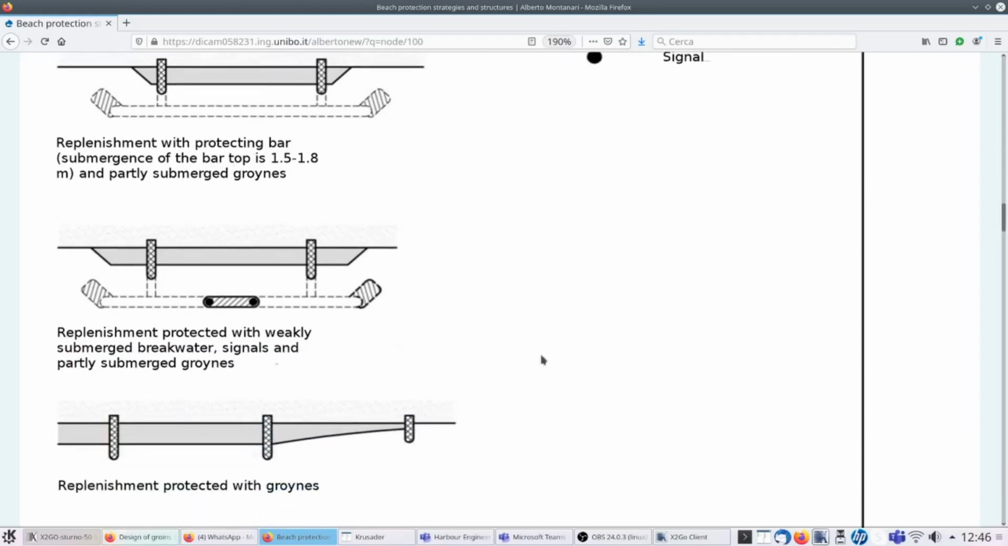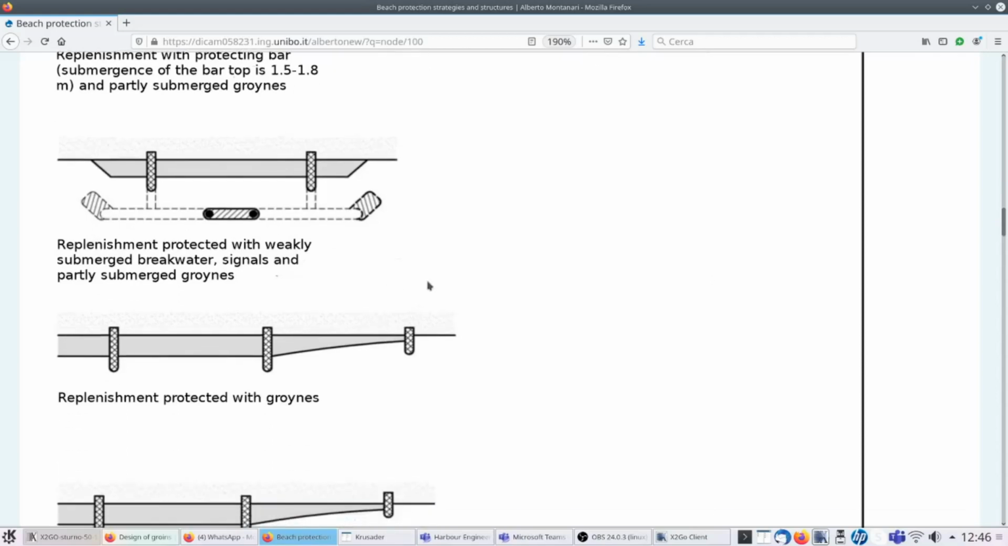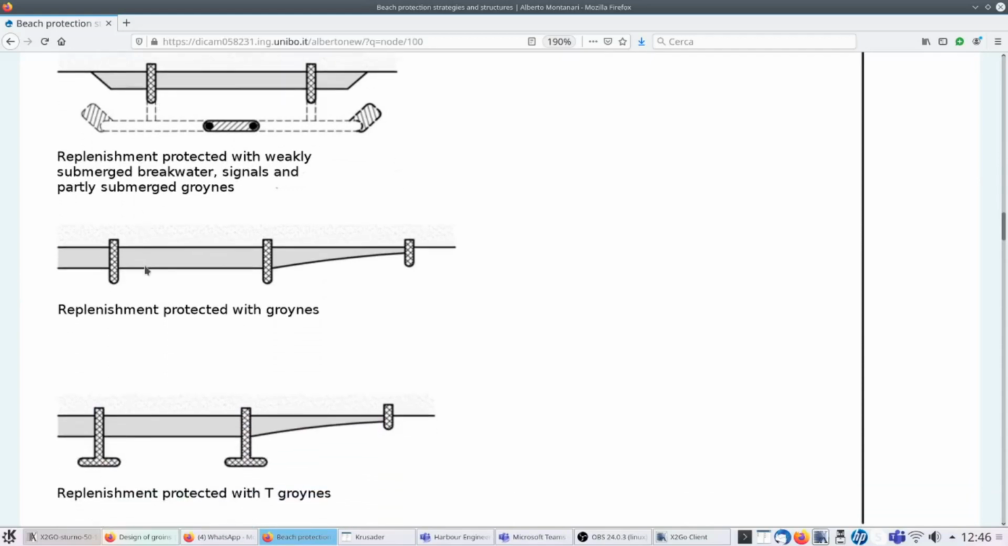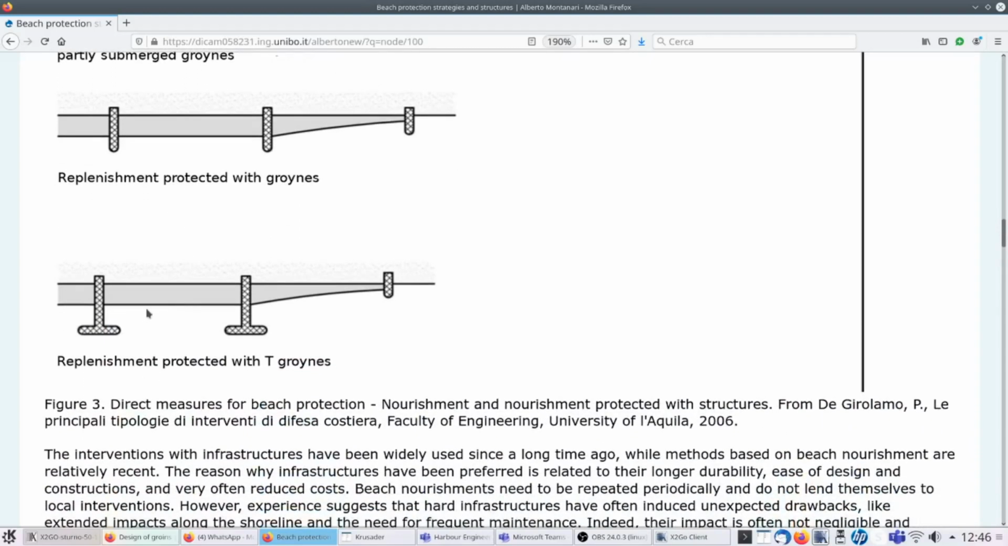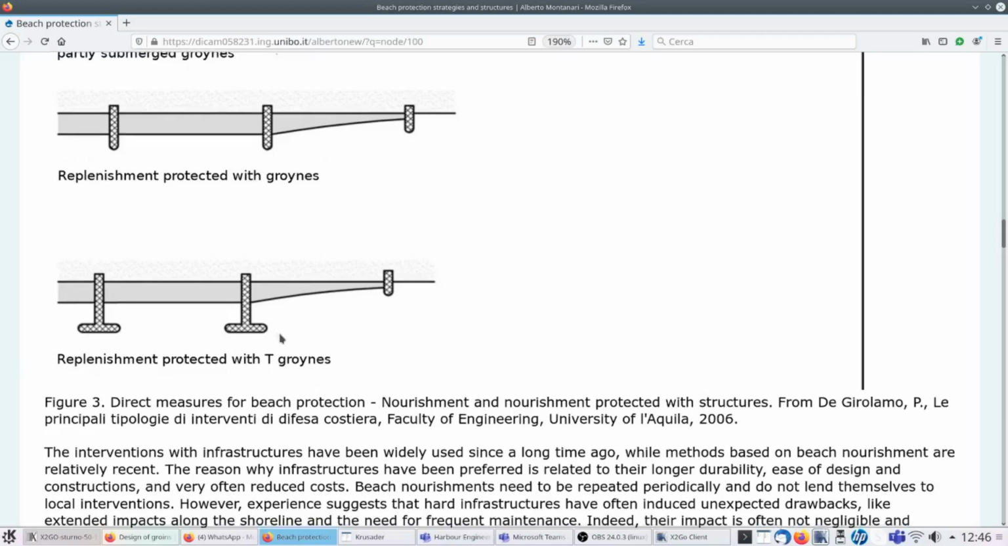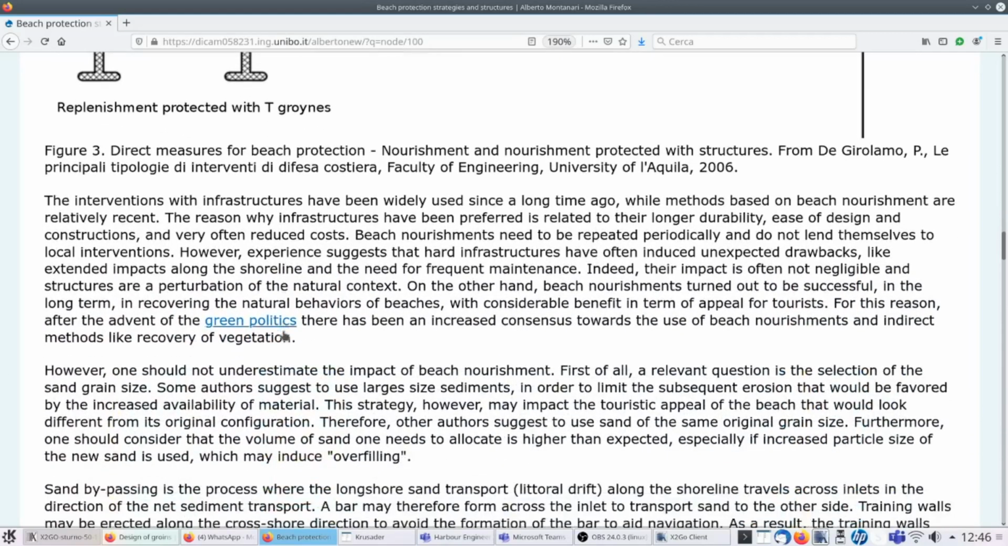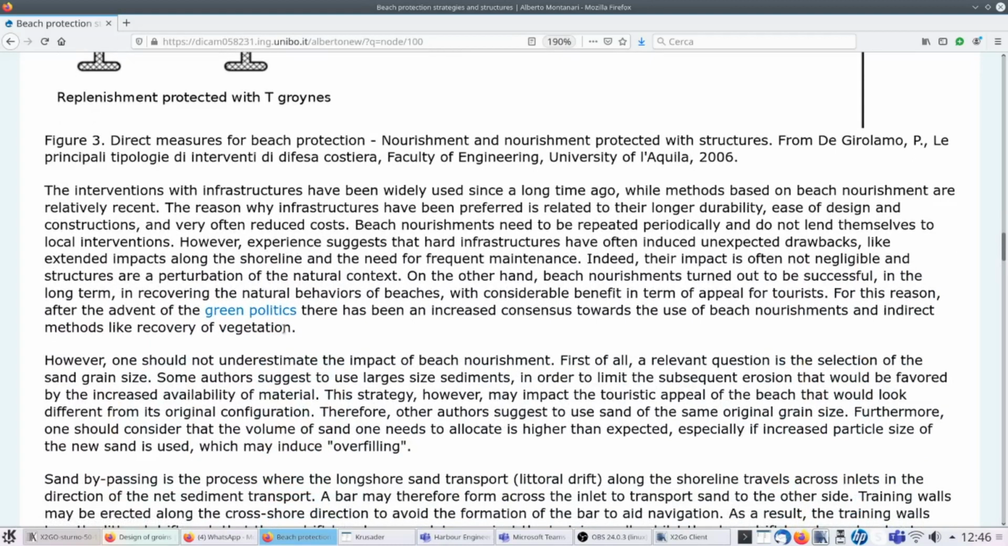Here you see replenishment protected with weakly submerged breakwater and partially submerged groins, so different combinations. And here there is an example of replenishment protected with groins, and then a replenishment protected with T-groins. We will see in detail why the T-groins protect the beach more effectively with respect to the normal, let's call them in this way, normal groins.